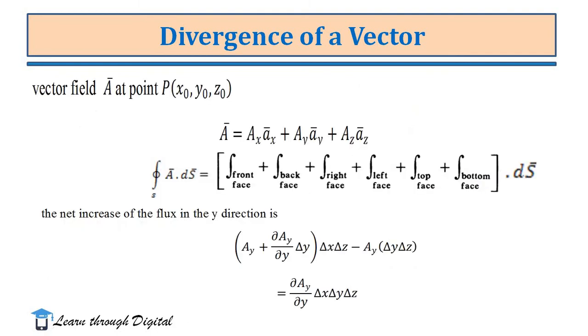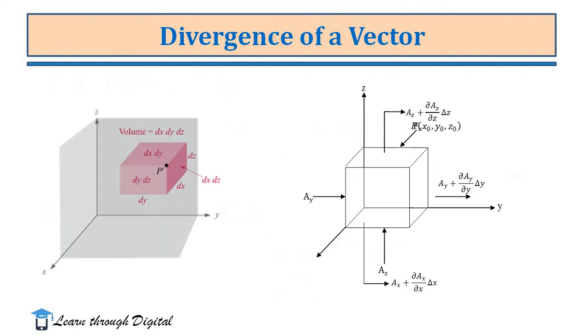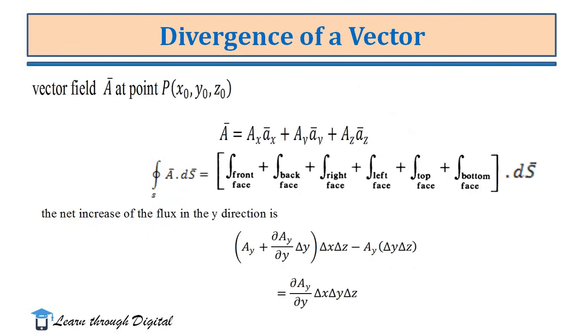Already we know how to write a vector in the Cartesian coordinate system. We can write the vector A equal to Ax vector plus Ay vector plus Az vector. So for the divergence of a vector, first we have to evaluate the surface integral of the vector quantity, the surface integral of A vector dot dS vector. This surface integral can be decomposed into 6 surfaces, since the figure consists of 6 surfaces: a front surface and a back face, right hand side and left hand side, and top and bottom surfaces. Therefore, the surface integral can be decomposed into 6 surfaces.